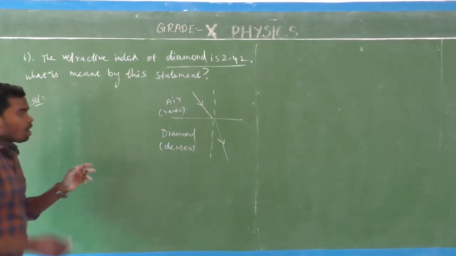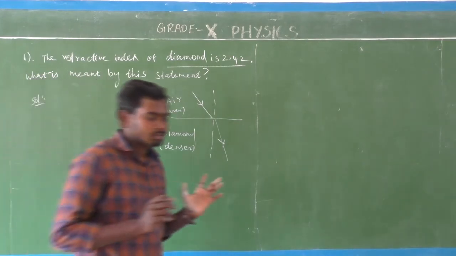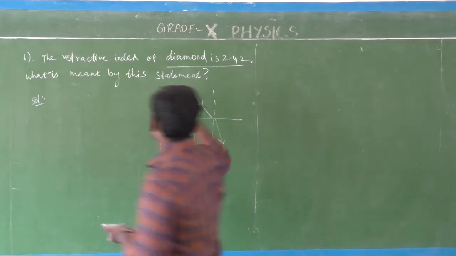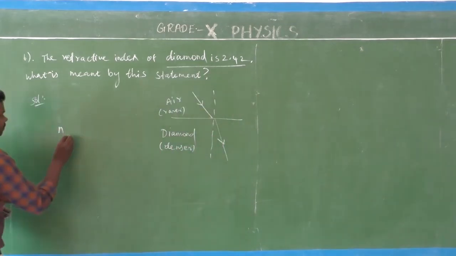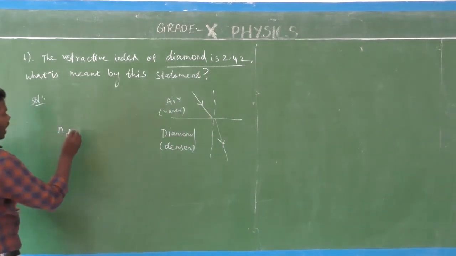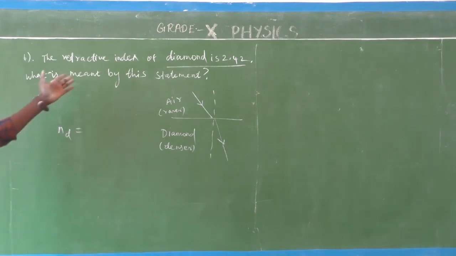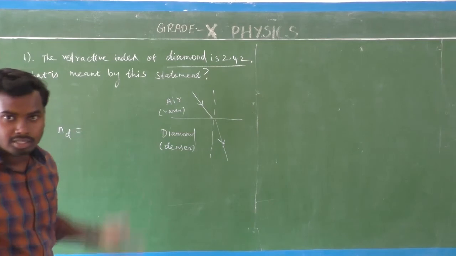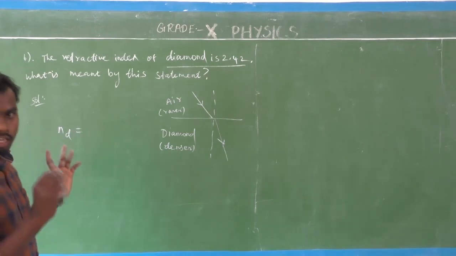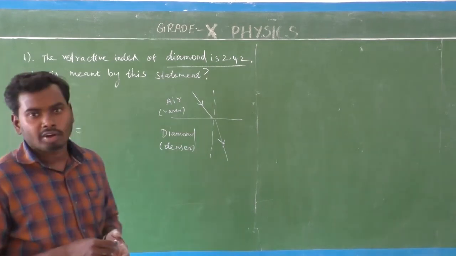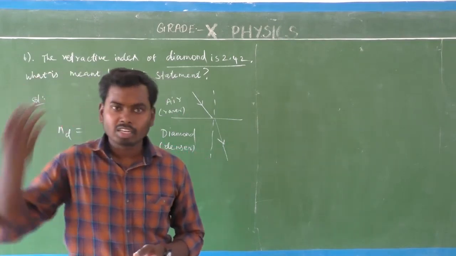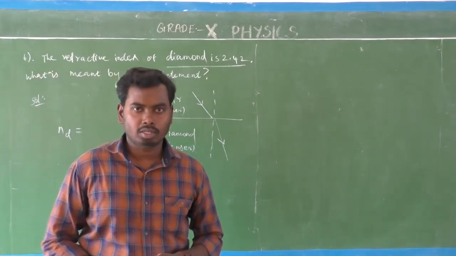Yes. Here, how many times does the speed decrease? Look here. So here, the refractive index of diamond with respect to air. But here, air is not given. Because this is absolute refractive index, in most cases the air medium, the reference medium, is not mentioned. But we have to mention it, isn't it?